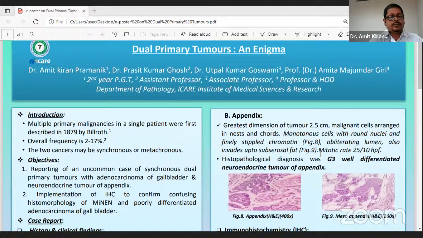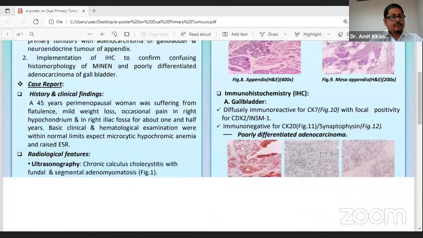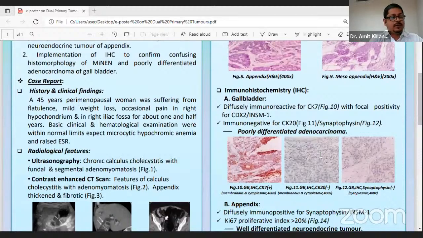So the diagnosis was Grade 3 well-differentiated neuroendocrine tumor of appendix. For confirmation, IHC was done. In IHC, the gallbladder tumor was diffusely immunoreactive for CK20, CK7, figure 10, with focal positivity for CDX2 and INSM1, and negative for CK20, figure 11, or synaptophysin, figure 12.